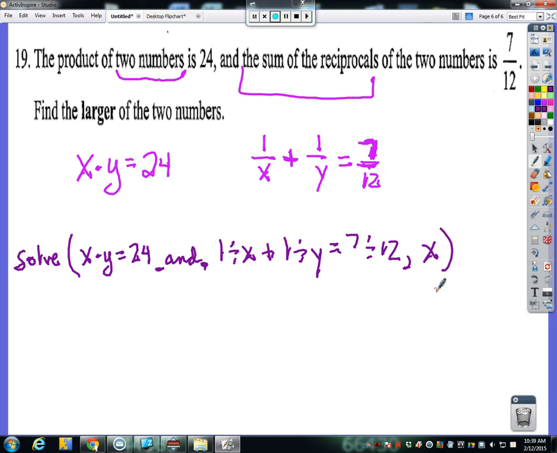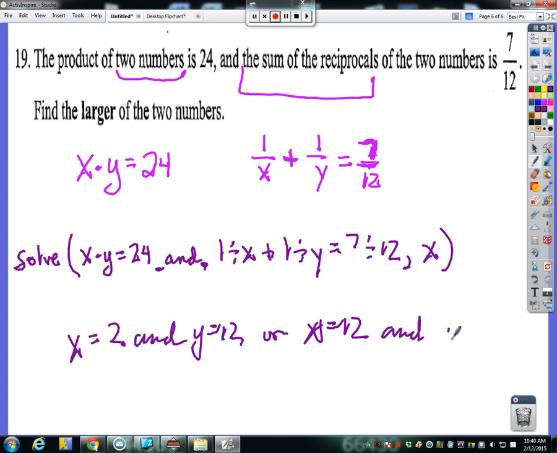So let me put this in here, x times y equals 24, space and space, 1 divided by x plus 1 divided by y equals 7 divided by 12, comma, x in parentheses, enter. And again, it gives me two different options here. It tells me x equals 2 and y equals 12, or x equals 12 and y equals 2. Again, we got the same numbers here. It really just depends which way you want to talk about it. It doesn't matter, though, because we want to find the larger of the two numbers, and the larger of the two numbers in either scenario is 12. And that was your answer.